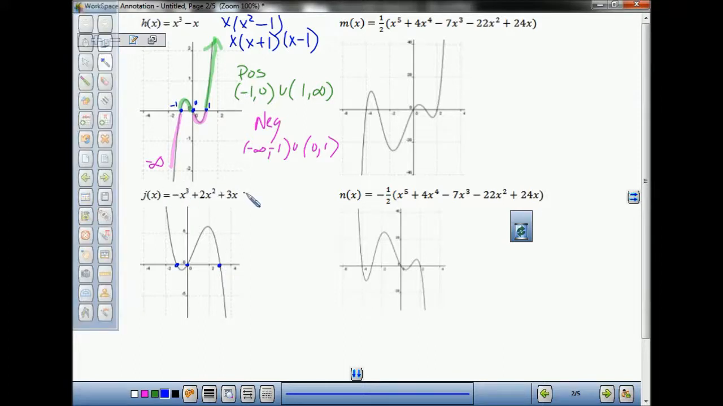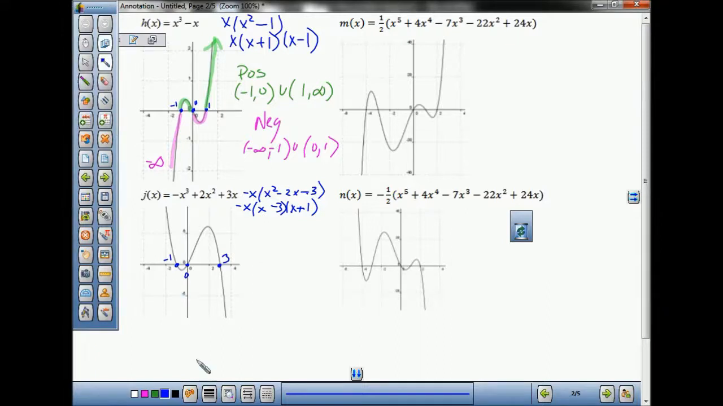And turns out I can also factor this one. If I wanted to factor out the negative x, I would be left with x squared minus 2x minus 3. And then this factors to x minus 3 times x plus 1. And do I see a 0, a +3, and a -1? So I was right by estimating, but then I verified it by factoring.